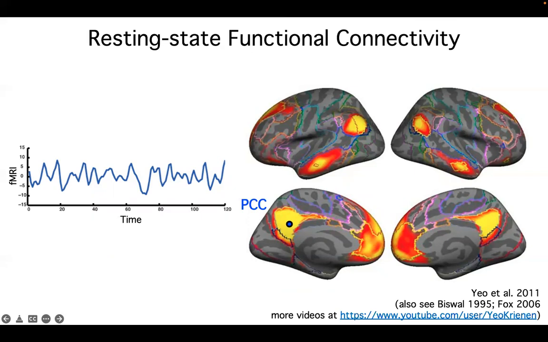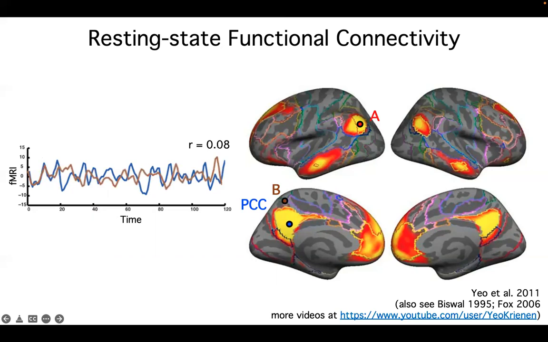So for example, if we put a seed in the posterior cingulate cortex, the time course of the PCC is shown as the blue line. If we compare the time course of PCC and the time course of region A at angular gyrus, shown in red, we can see that the time courses are highly correlated, fluctuating up and down together, and the Pearson correlation is around 0.9.